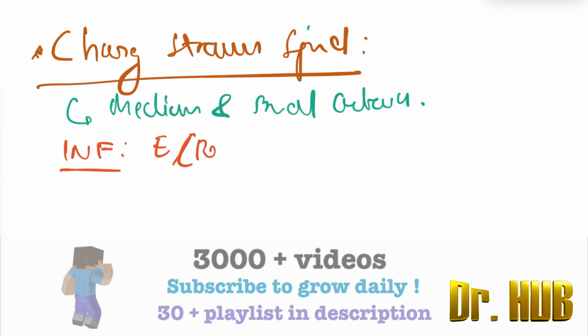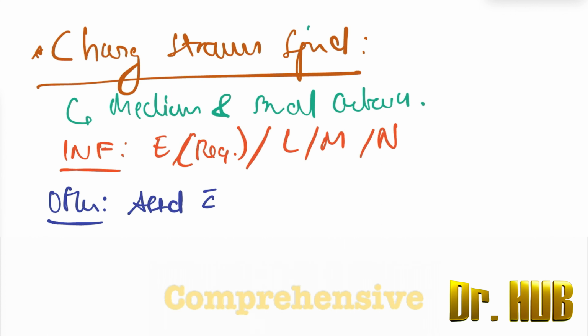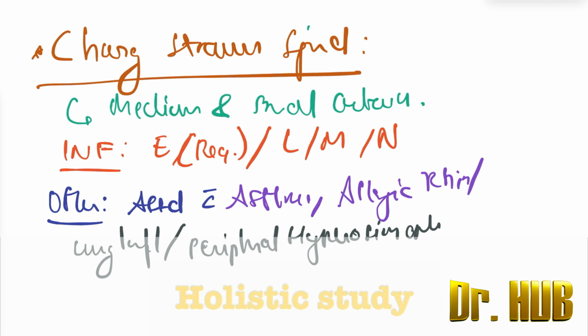So what are the other features of this? It is associated with asthma. There is allergic rhinitis and there are lung infiltrates. There is peripheral hypereosinophilia as well as extravascular necrotizing granuloma.